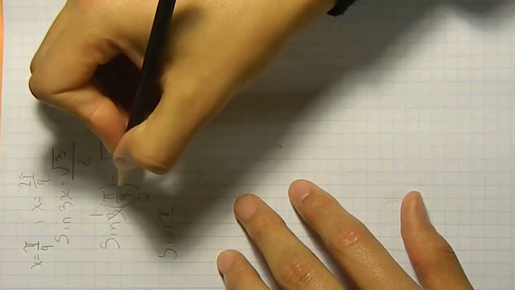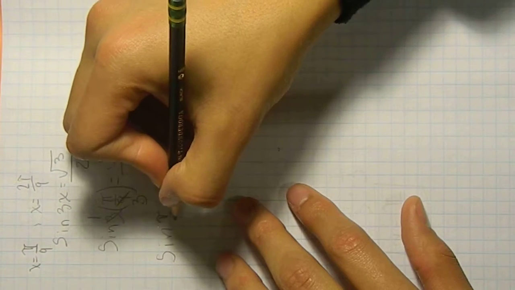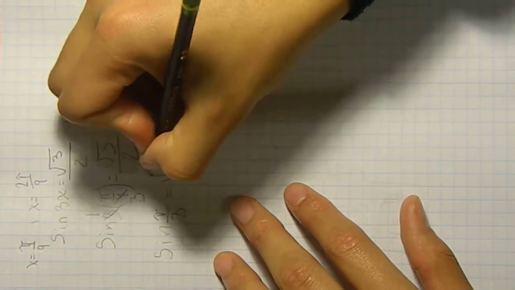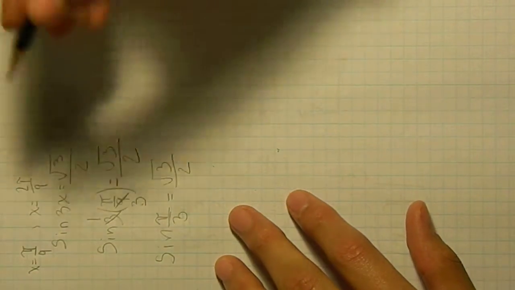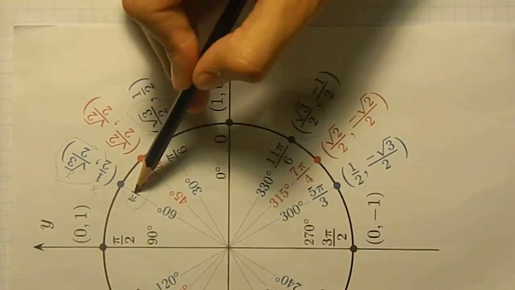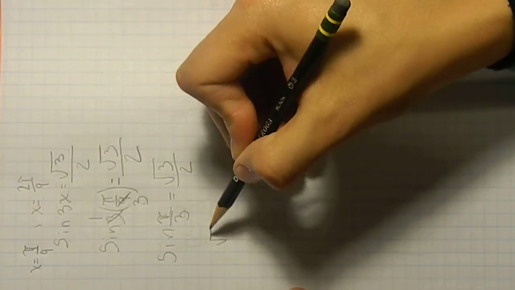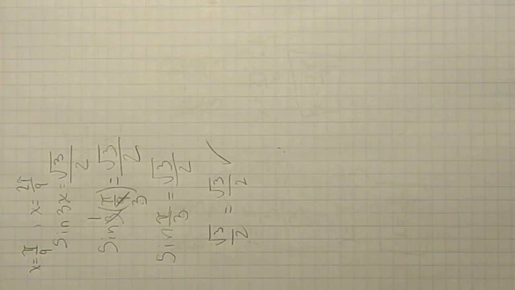So the 3 cancels, right? So we have pi over 3 left. Now when sine is pi over 3, we go back to our unit circle and ask: is sine of pi over 3 really equal to square root of 3 divided by 2? So square root of 3 divided by 2 equals square root of 3 divided by 2, and that's correct, right?